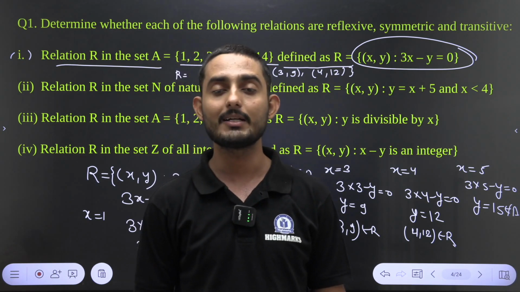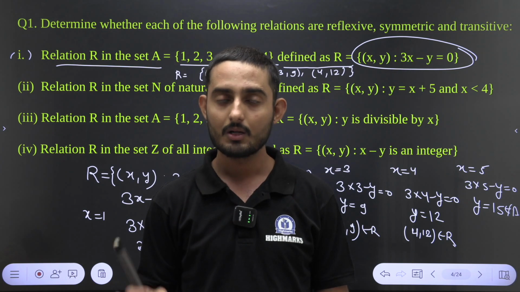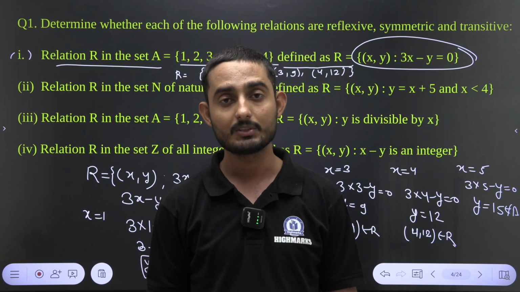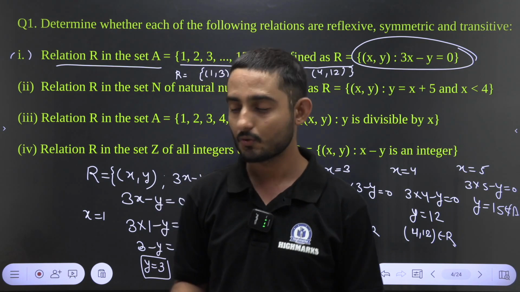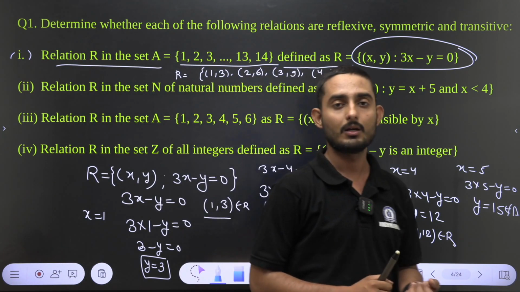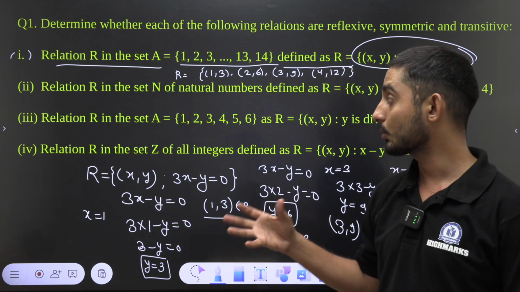So what can we say? We can say that this relation is neither symmetric nor transitive, and also not reflexive. Simply, we can say that this relation is not symmetric, not transitive, and not reflexive. Okay, now we are going on to the second question.